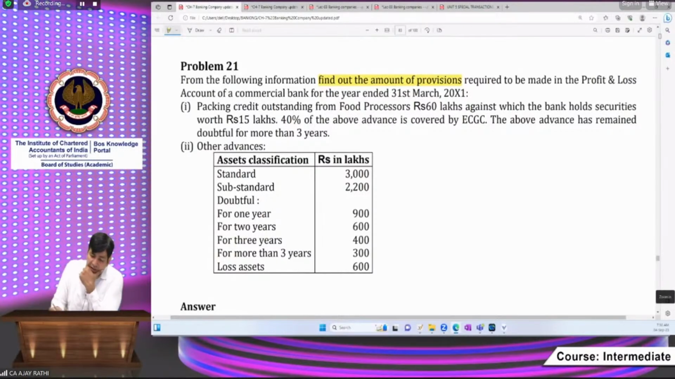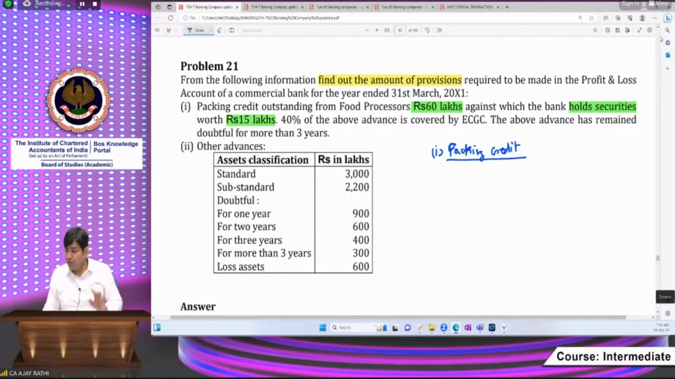Anyways, packing credit outstanding from a food processor. Beta, someone is there who is engaged in the business of food processing, who has an outstanding amount of rupees 60 lakh, against which the bank holds security worth rupees 15 lakh. So beta, can I say that for this loan, that has been named as packing credit.